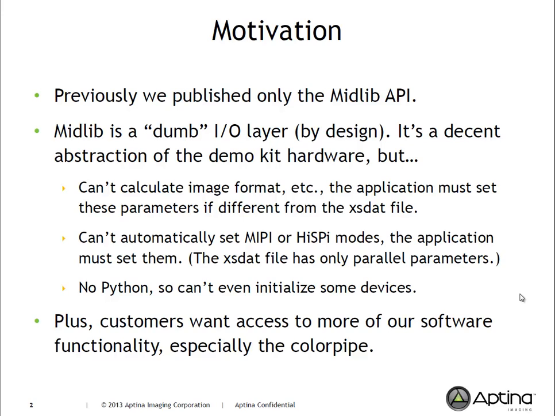And also what we found was that we got quite a few requests from our customers to provide more software functionality in this API, and especially our color pipe, the color pipe that DevWare has implemented. And that was the motivation behind creating what we called our next generation, if you will, API, the ApBase API.